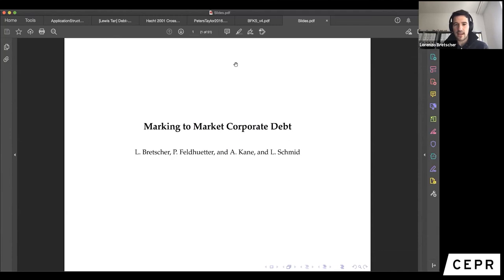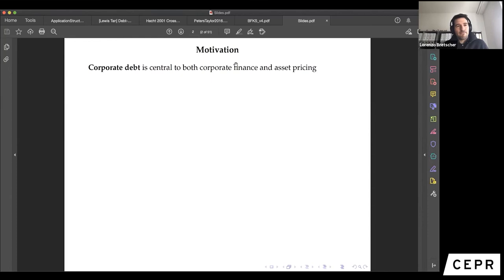So the motivation for this paper is, and let me say that before I start, this is a very simple paper, as you will see shortly, but we nevertheless hope to be able to make some progress towards answering some hopefully important question in finance, okay? So the paper evolves around corporate debt, which we think is central to both corporate finance and asset pricing. However, it is not very well understood.